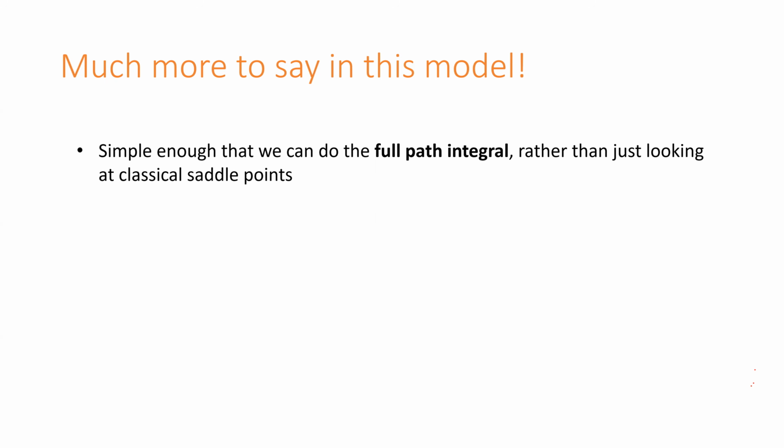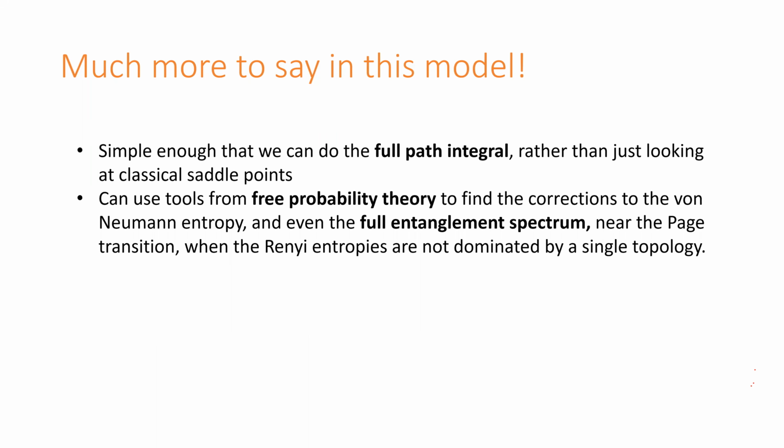One of the nice things about it is that we don't have to resort to just looking at classical saddle points. We can actually just do the full path integral. And more than that, we can do the full path integral and include all the relevant topologies, even near the transition. Then you can use tools from free probability theory, and you can actually find the non-perturbative corrections to the von Neumann entropy that happen near the transition. And in fact, you can get the full entanglement spectrum of the Hawking radiation near the transition.